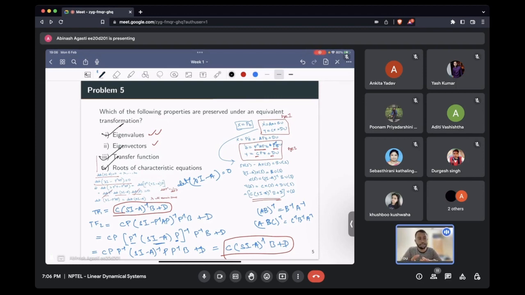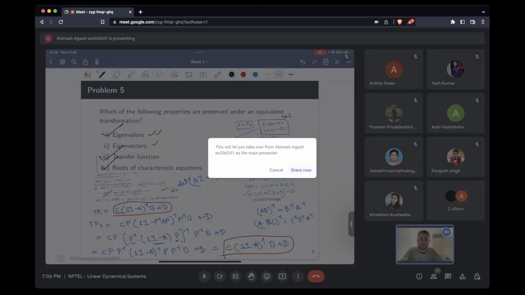Now coming to eigenvectors, will it be preserved? So when we want to prove something, we have to prove it generically like we have done for eigenvalues and transfer function. But if something is wrong, then it is enough to just give a counter example. So if I give you an example where by an equivalent transformation, the eigenvectors are not preserved, then we need not prove anything anymore. So I'll share my MATLAB screen to give you such a counter example.